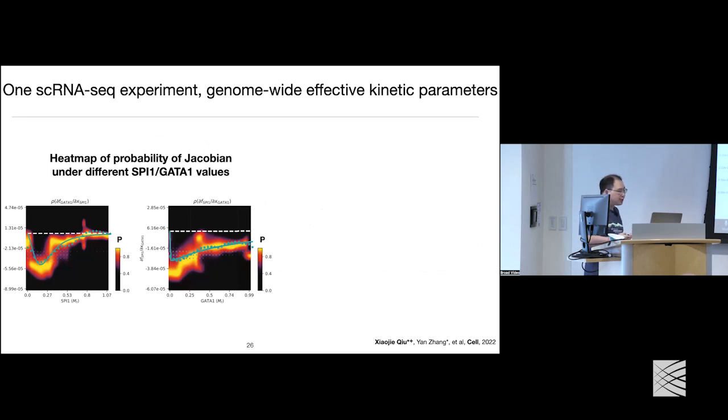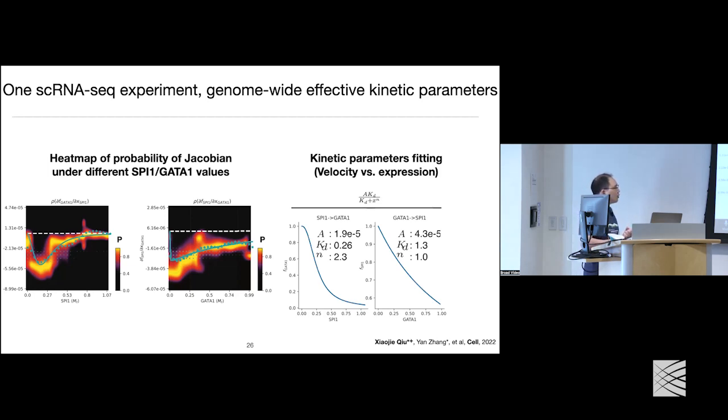And then we can plot the probability density of the Jacobian under different SPI1 and GATA1 expression. You can see that the repression from SPI1 to GATA1 has this kind of shape, as a function of SPI1, whereas the repression from GATA1 to SPI1 is linear, and there is no threshold. Then we can use the Hill equation to fit the kinetic parameters for this system. Interestingly, the fitting gave us a Hill coefficient n of around 2.3 for the repression from SPI1 to GATA1, but that value from GATA1 to SPI1 is actually 1.